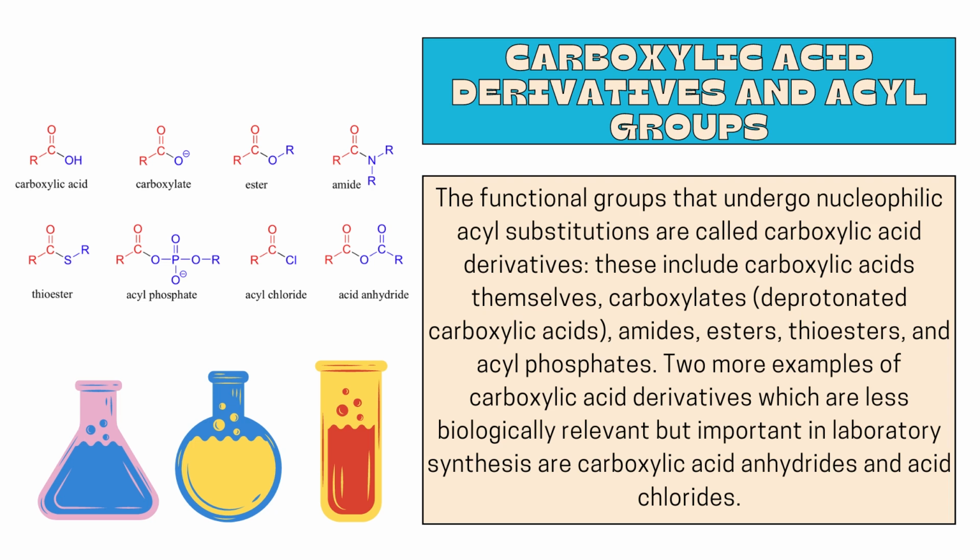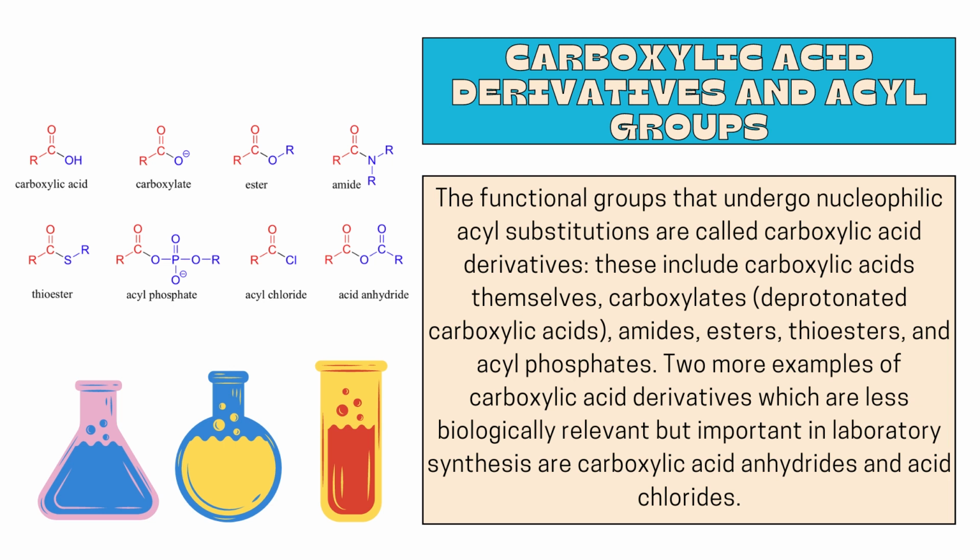The functional groups that undergo nucleophilic acyl substitutions are called carboxylic acid derivatives. These include carboxylic acids themselves, carboxylates, which are deprotonated carboxylic acids, amides, esters, thioesters, and acyl phosphates. Two more examples of carboxylic acid derivatives, which are less biologically relevant but important in laboratory synthesis, are carboxylic acid anhydrides and acid chlorides.